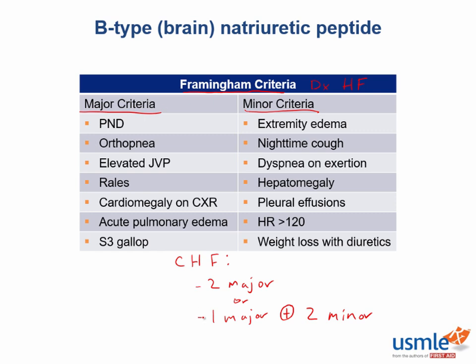Now, as you can see here, most of these are your classic heart failure findings, with orthopnea, elevated JVP, lower extremity edema, and dyspnea on exertion.